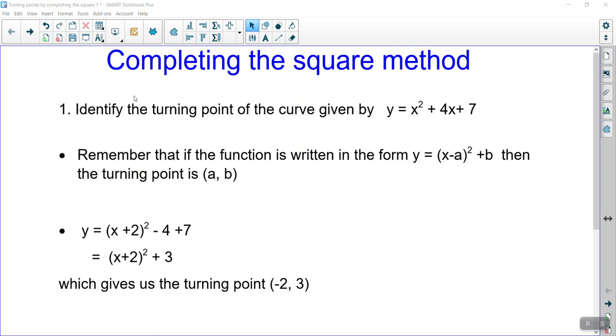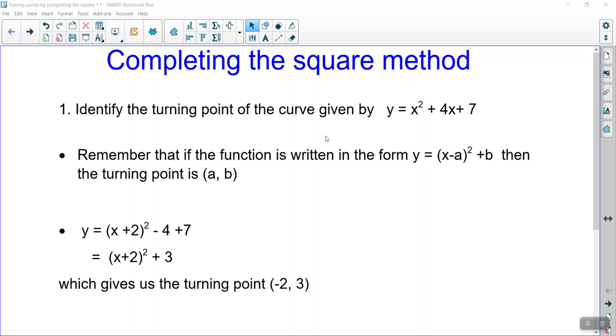In this video, we will take up how to find or identify the turning point of a parabola using the completing the square method. Let's take up one equation here given by y equal to x squared plus 4x plus 7. Now if you try to factorize this, you would not be able to find real roots. So what we'll do is we will solve this by using completing the square method.